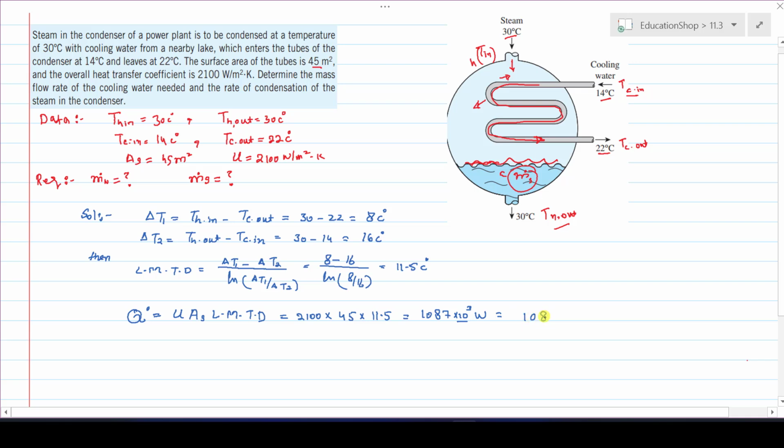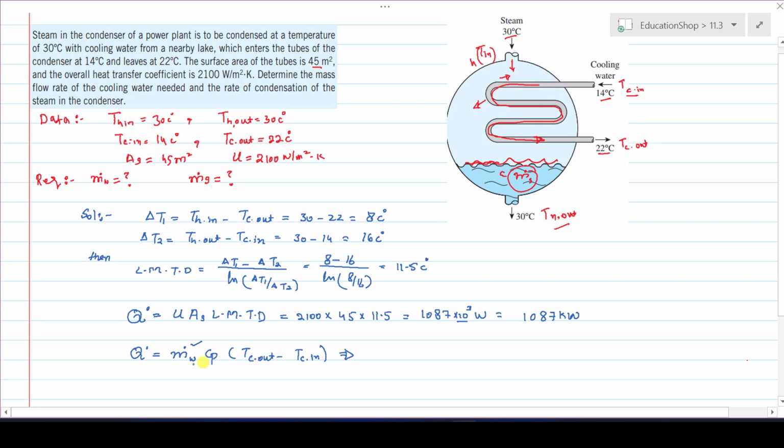that 1087 kilowatt. We also know that Q dot is equal to m dot, the mass flow rate of the cooling water, times Cp of the water, times its corresponding change in temperature, that is T cooled out minus T cooled in. Put the values and we will rearrange this equation for m dot W, that is the amount of cool water flowing in this tube.